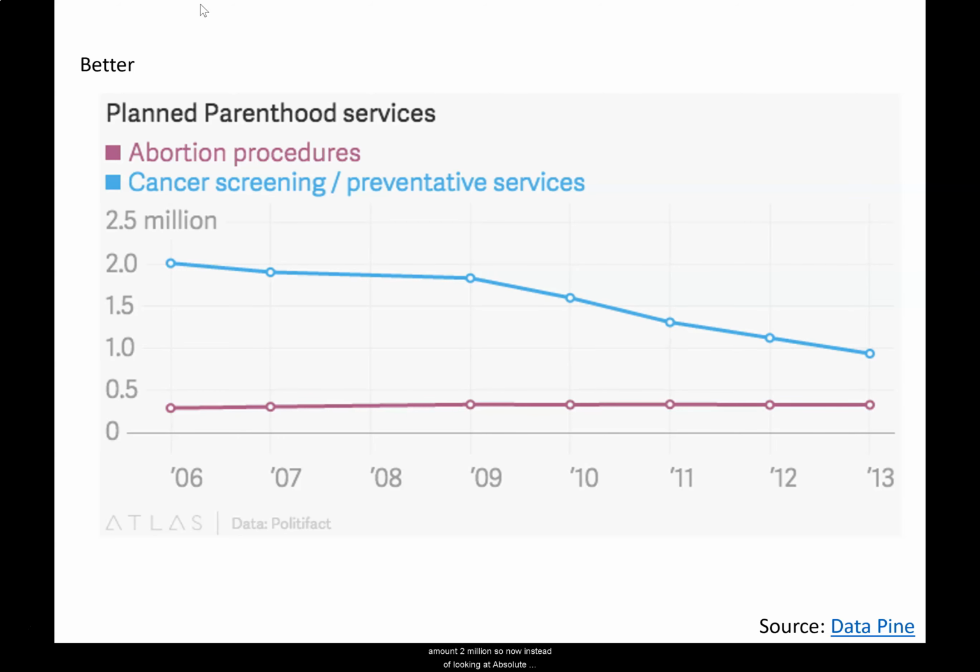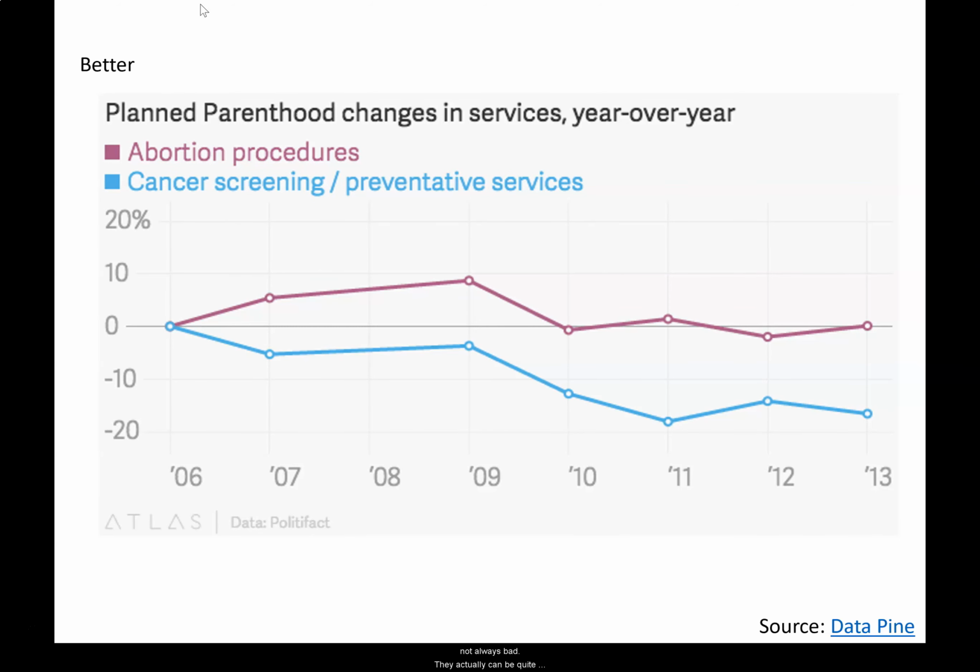Even this graph can be somewhat misleading because we're comparing a small amount, less than 500,000, to a much larger amount, 2 million. So now, instead of looking at absolute numbers, let's change it to percentages. Percentages allow us to compare numbers of different magnitudes. So percentages, even though previously seemed bad, are not always bad. They actually can be quite good. So in this graph, we're comparing the percent change from year to year.